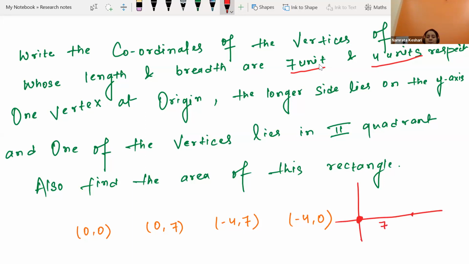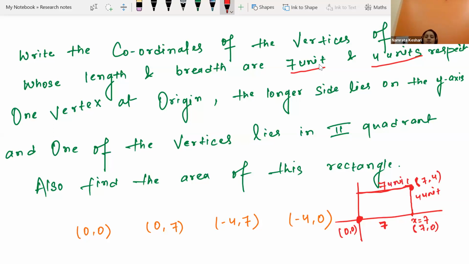Okay. 7 units. That means x will be 7. Yes or no? Yes, ma'am. Now breadth is 4 units, so from here we will go up. We'll maintain 4 units. So the next coordinate will be 7, 4. This coordinate is 7, 0. This coordinate is 0, 0. One more coordinate we have to find. So we have to go how much distance? 7 units, because the length is 7 units.